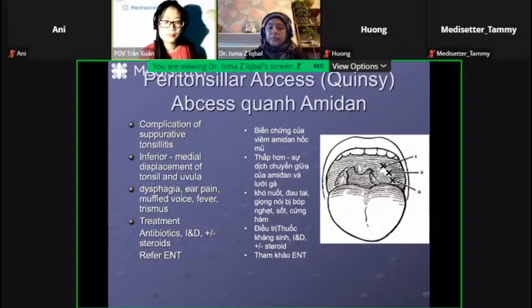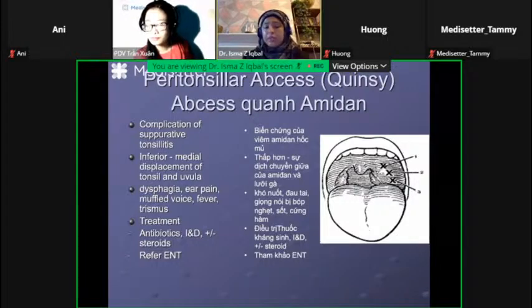The patient will present with temperature, difficulty eating and drinking, ear pain on the same side, and they may also have difficulty opening their mouth fully because the muscles will be irritated by the swelling behind the tonsil.